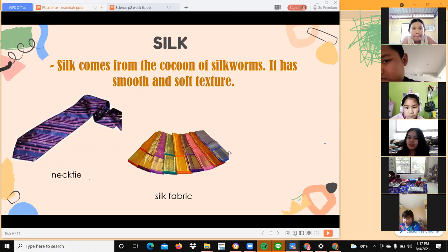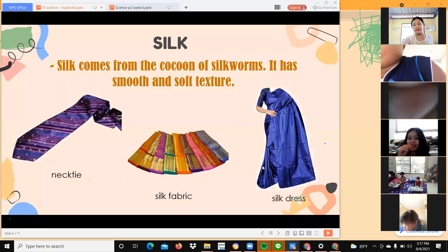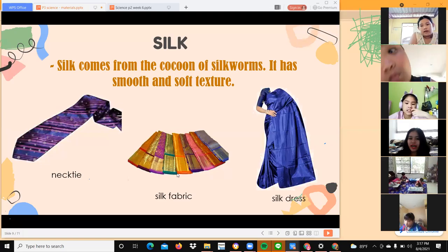Silk fabric. And of course, we have silk dress. Do you know what silk is? Do you have any idea what silk is now? Okay, when you touch a necktie, it is so smooth, right? When you touch or feel a necktie, it is so smooth and soft, right? That means that necktie is silk, same with this silk fabric.